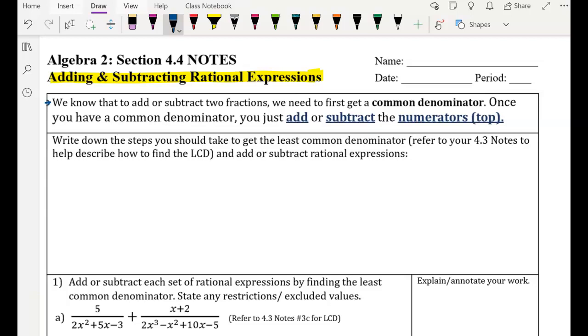We know that to add or subtract two fractions, we need to first get a common denominator. Once you have a common denominator, you can just add or subtract the top to the top, okay? And the tops are called numerators. In a little bit, when we go through these examples, write down the step you should take to get the least common denominator. Remember, we studied 4.3 notes already, okay?